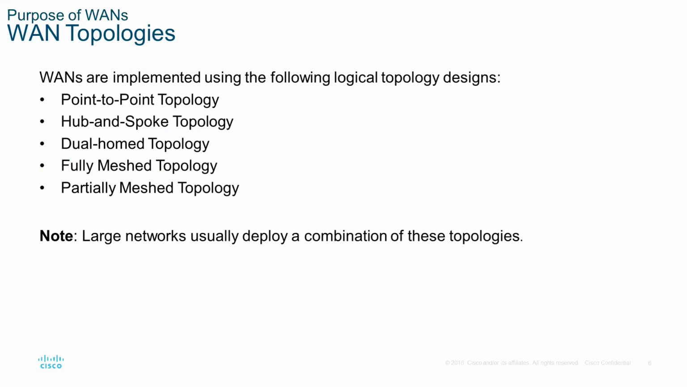So the topologies that are used to connect sites together can be point-to-point, hub and spoke, dual homed, fully meshed, or a partially meshed alternative. It's generally not a one-stop shop as far as these topology types are concerned. It's normally a combination of these topologies that WANs consist of.